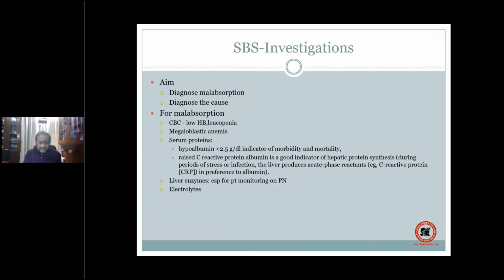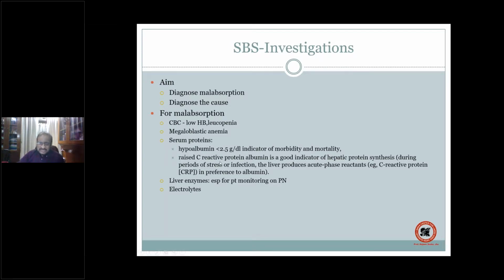As far as contributing factors to the diagnosis of malabsorption are concerned, this patient would be anemic, leukopenic. This should be megaloblastic anemia if it is vitamin B12 deficiency, and the patient will have a severe fall in the serum albumin level. So the serum protein would be indicative, and the cutoff taken is an albumin level of 2.5 gram percent, that is per deciliter. That is an indicator of high morbidity and mortality.